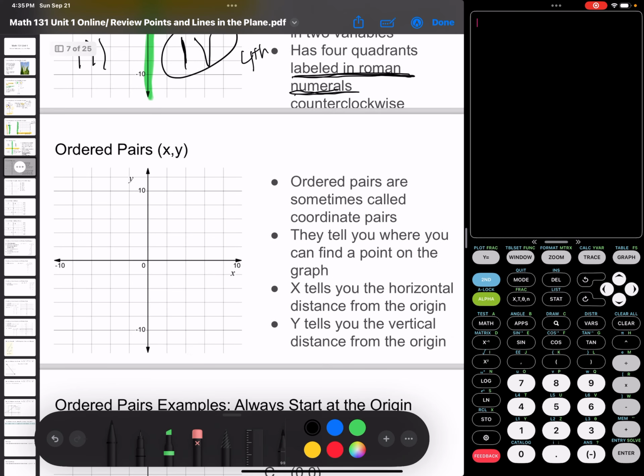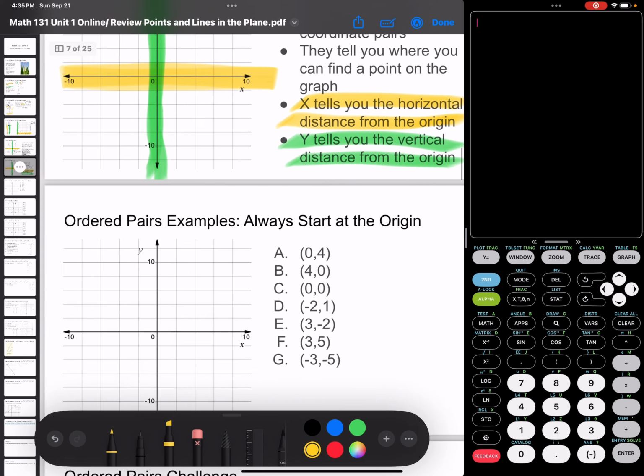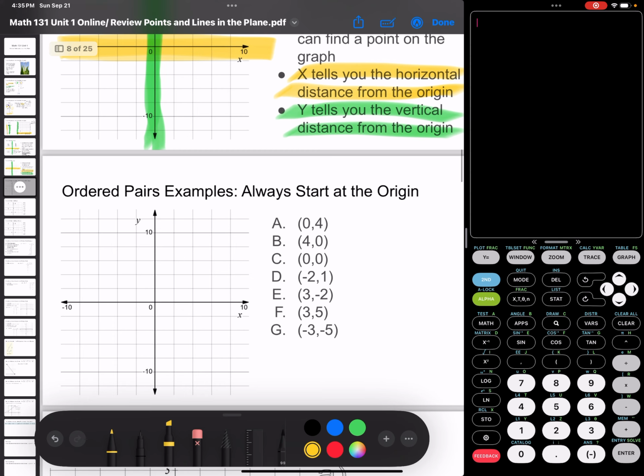So ordered pairs, x comma y, are sometimes called coordinate pairs. They tell you where you can find a point on the graph. X tells you the horizontal distance from the origin. So this is the x-axis. That's what the x number tells you. Y tells you the vertical distance from the origin. I've got some examples here for you. You always start at the origin, and here's how it works.